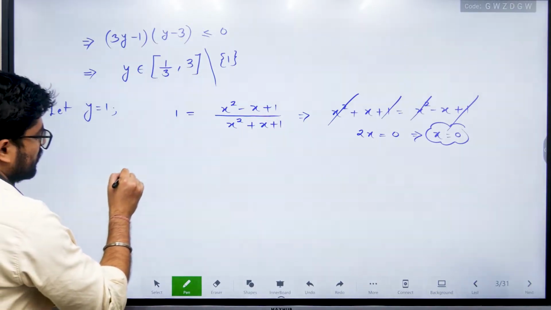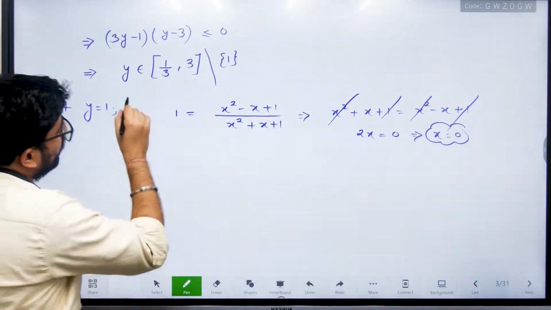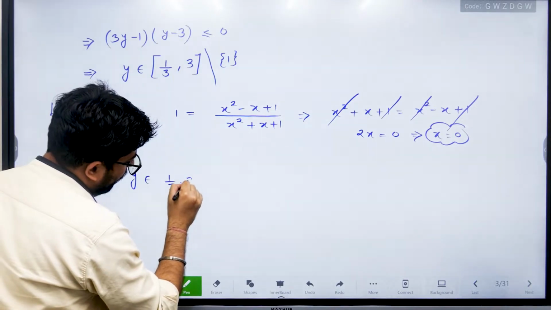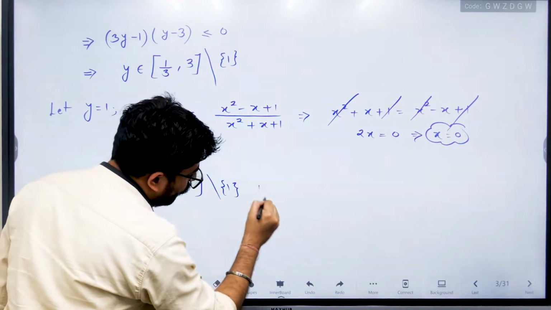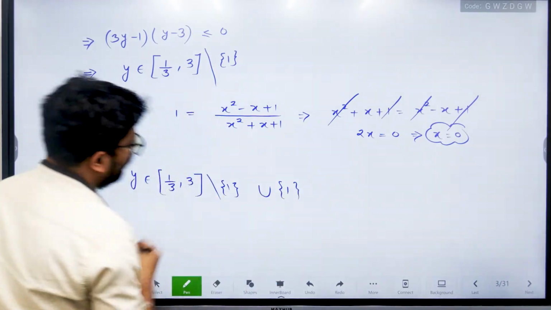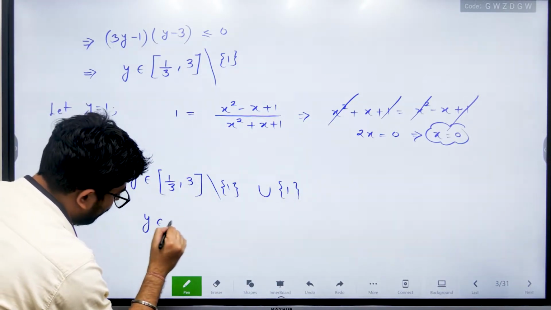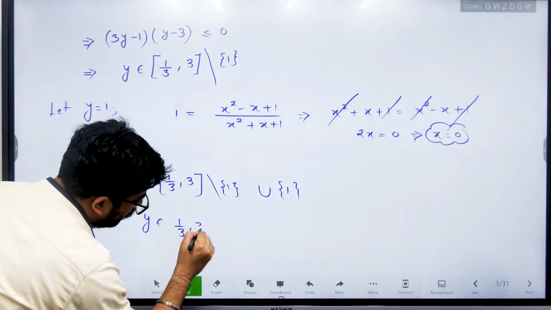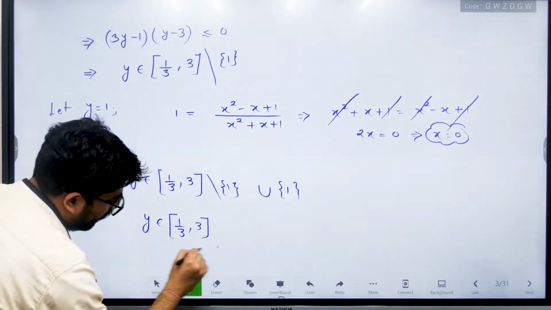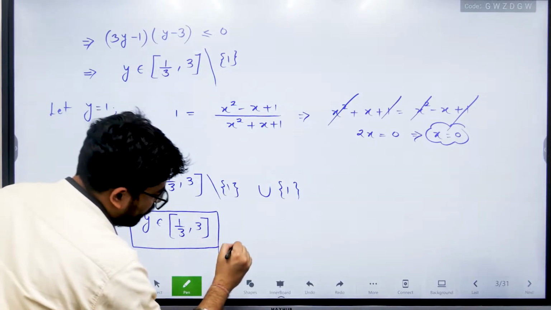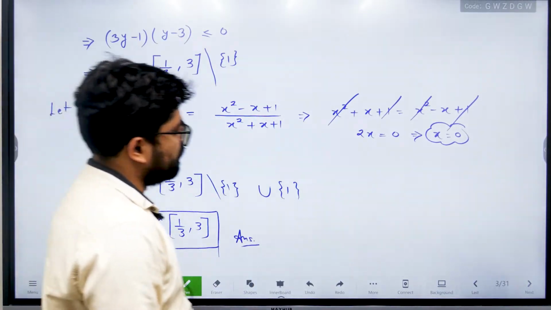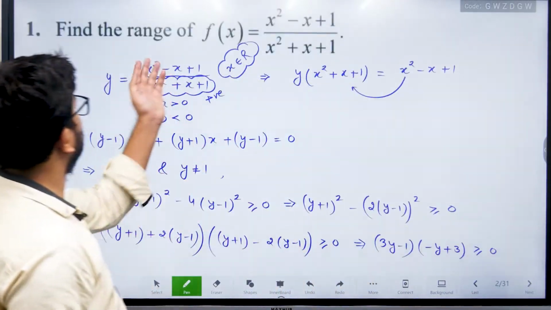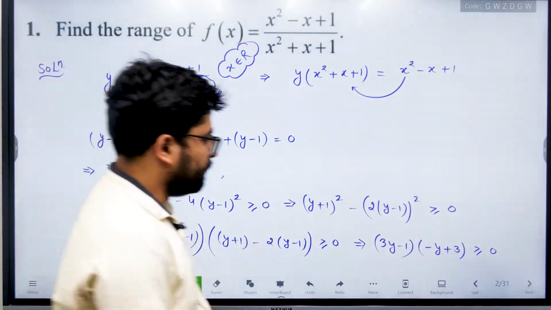So final answer is y belongs to [1/3, 3) except 1, union the singleton {1}. Okay, so it means y is what? y belongs to the closed interval [1/3, 3]. So this is the final answer. Okay, this is your final answer. Got it? So the range of your function is [1/3, 3].